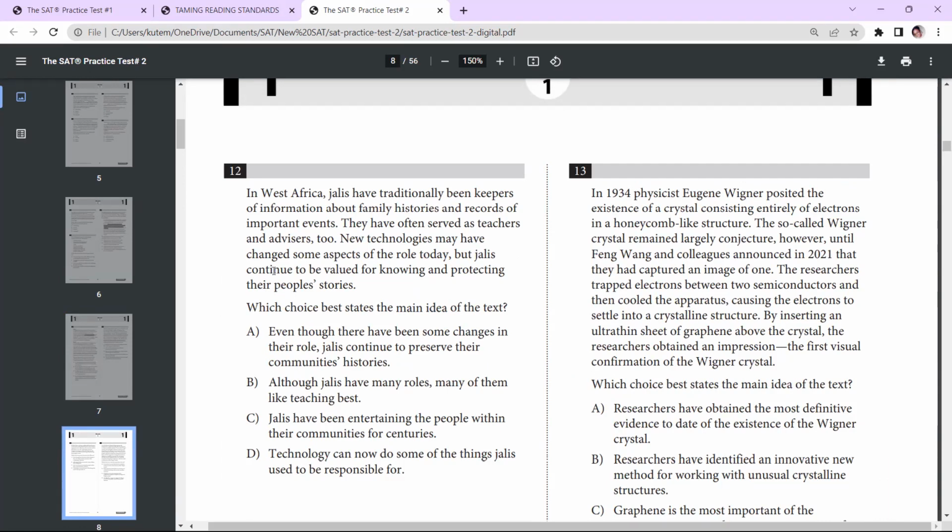The question is, which choice best states the main idea? In West Africa, jails have traditionally been keepers of information about family histories and records of important events. They have often served as teachers and advisors too. New technologies may have changed some aspects of the role today, but jails continue to be valued for knowing and protecting their people's stories. So we know what the topic is. Sorry, I think I misread this.